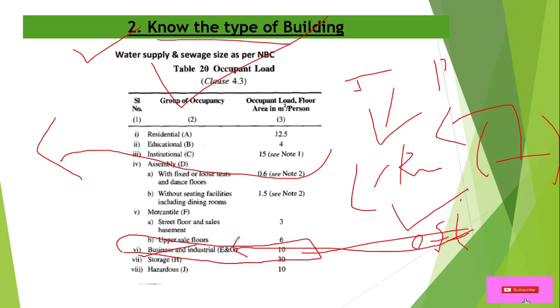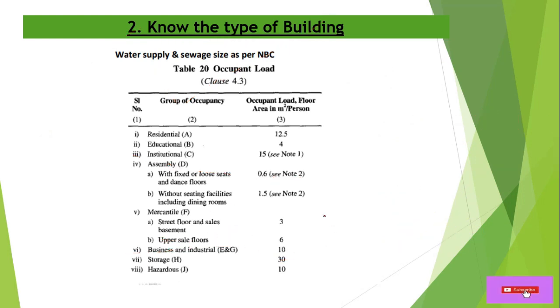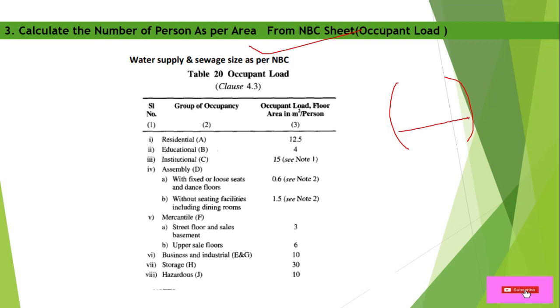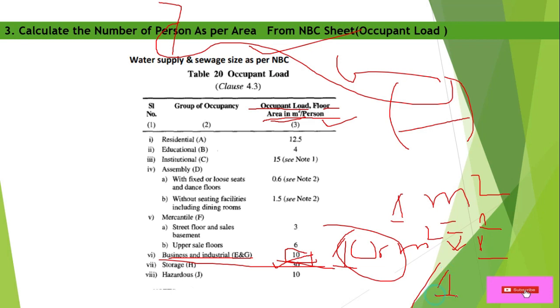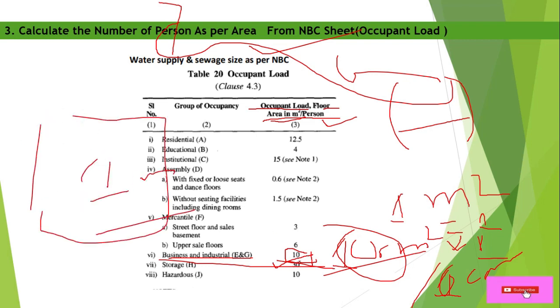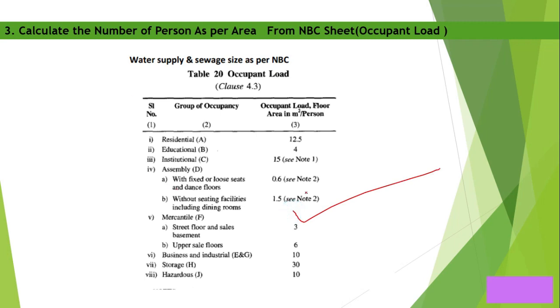I have already made a video on types of buildings, so you can get it from the previous video. Now next, we have to calculate the occupants as per the area. So here we have business buildings. In the case of a business building, 10 square meter, that means in 10 square meters one person, one occupant, can be considered. So here we consider 10 square meter per person.